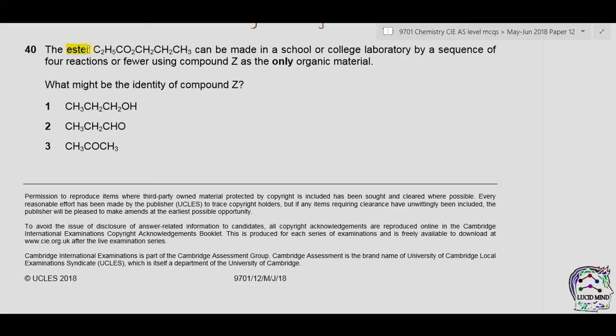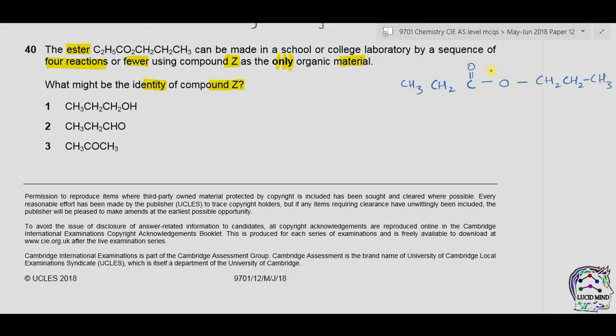Question 40. The ester can be made in a school or college laboratory by a sequence of 4 reactions or fewer using compound Z as the only organic material. What might be the identity of compound Z? Let's first draw the structure of the ester that is given. We have CH3CH2, as C2H5 is given, so I have divided it into 2 carbons. Then we have C double bond O, O, then again CH2, CH2, CH3.